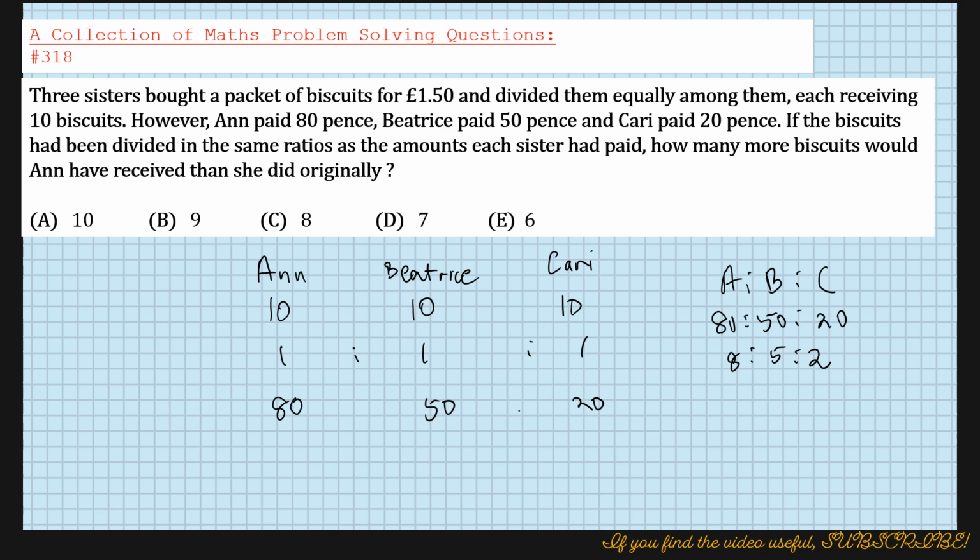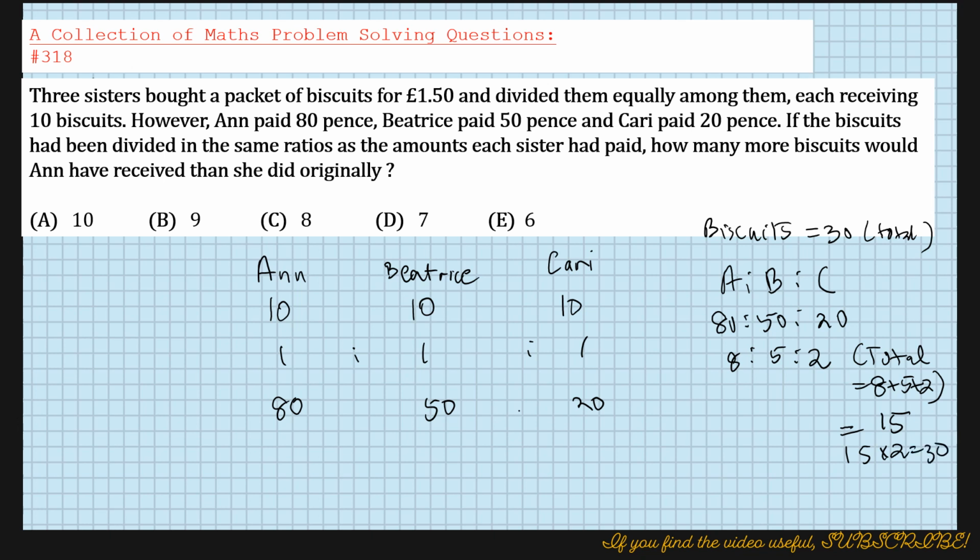Now, if you add the total number of biscuits, that would be 30. And if you add the total of this ratio, you would have 8 plus 5 plus 2, and that would mean 15. So 15 times 2 is 30.